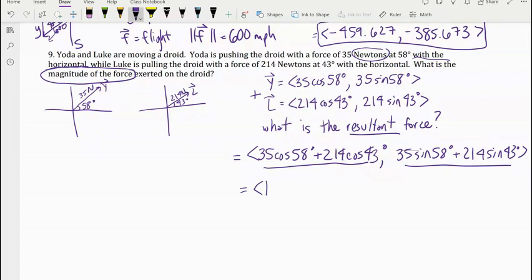Okay, so 35 cosine 58 plus 214 cosine 43. When I add those, I get 175.057. And then when I add the sines, okay, just make sure it's entered correctly. Okay, I get 175.629.